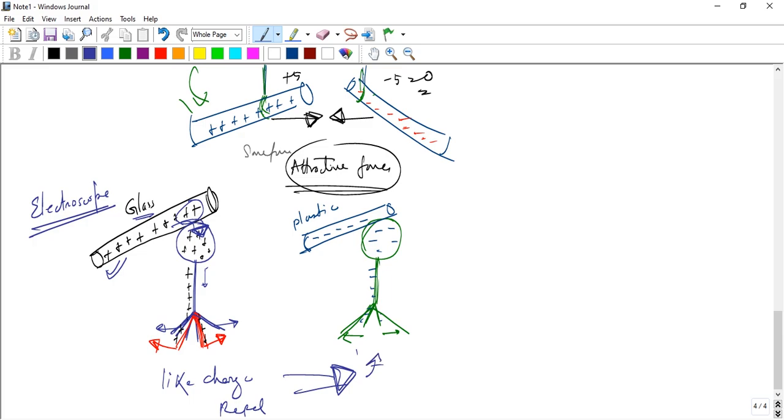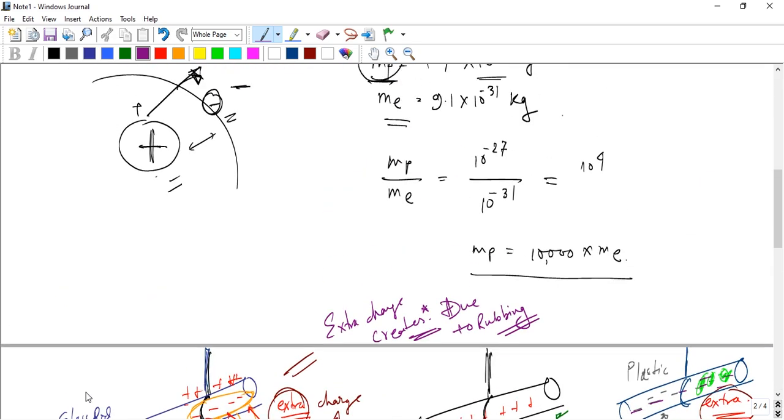So glass rod and plastic rod: the electroscope is an instrument mainly to check whether the body is neutral or not. Okay, next we discuss conductor, insulator and semiconductor.